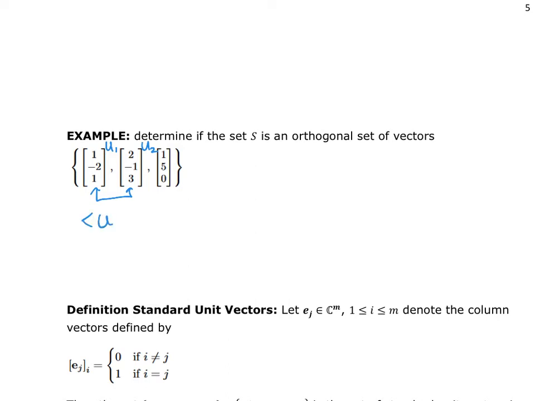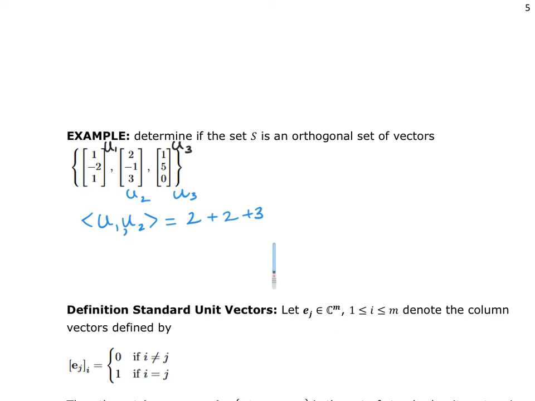So I'm going to do the inner product of u1 and u2. This is going to be 1 times the 2, which gives me 2, negative 2 times the negative 1, that's going to be plus 2, and then the 1 times the 3, that gives me plus 3. So I can tell right away that these are not an orthogonal set by just doing my first check. Had that equaled 0, which it doesn't, then I would have had to do the check with u1 and u3. And had that equaled 0, then I would have had to do u2 and u3, and make sure that every combination is orthogonal. This one, we just do the first set and we know it is not orthogonal.